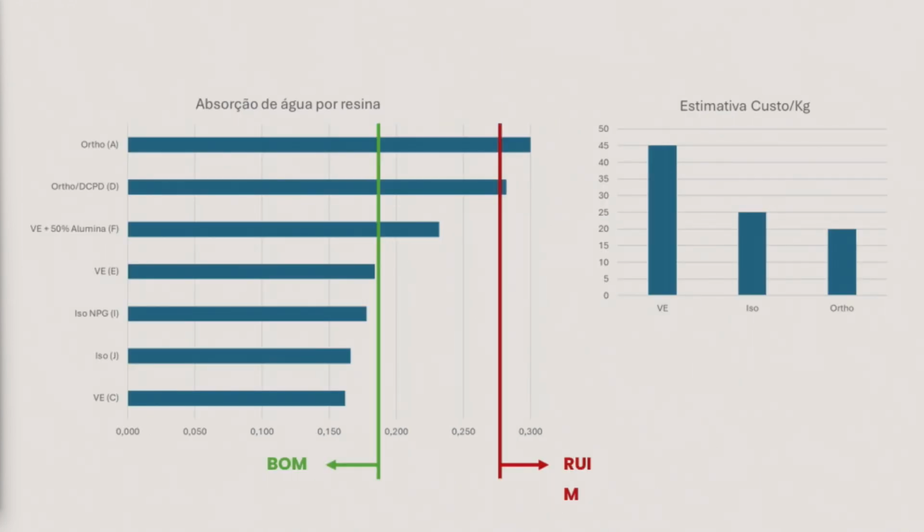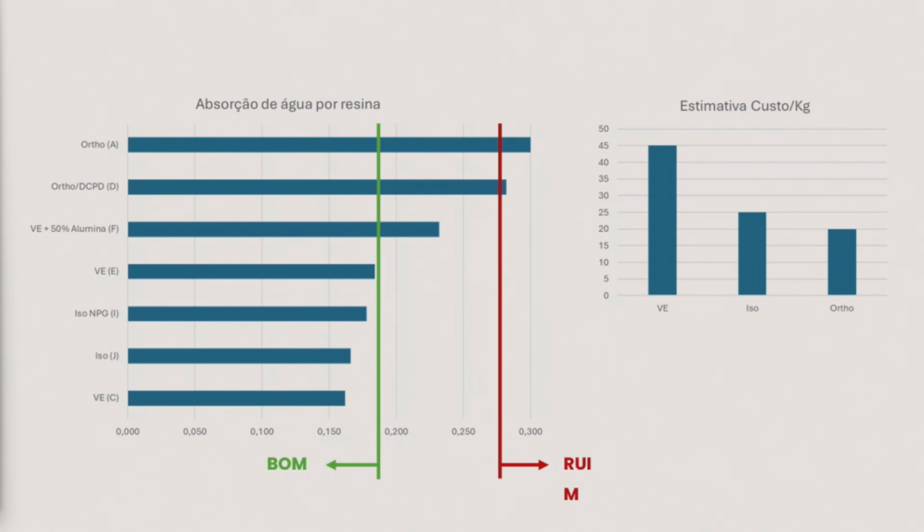Another interesting thing we found was that the orthophthalic resins are not fit for this purpose. With alumina, there was an impact, the same with the vinyl ester resin. And then down here, as I said, the smaller or the lower the result, the better. The best was a vinyl ester resin. But then we had an isophthalic without NPG, which was the second best. And then the third best was isophthalic with NPG. Then another vinyl ester or phenolic resin.